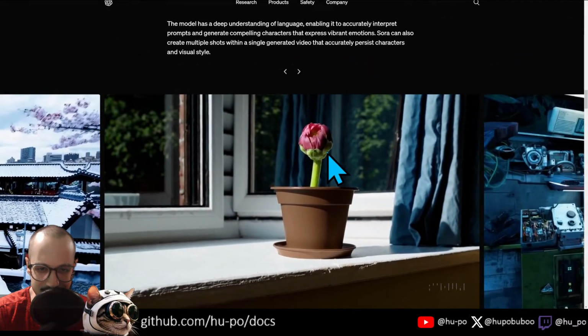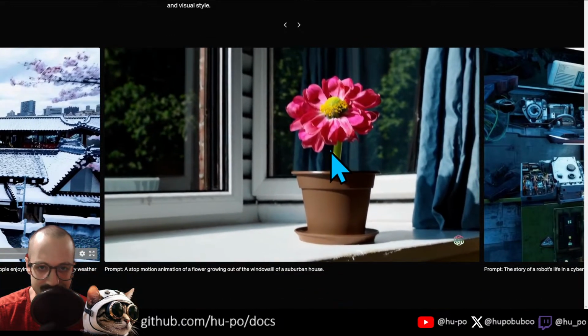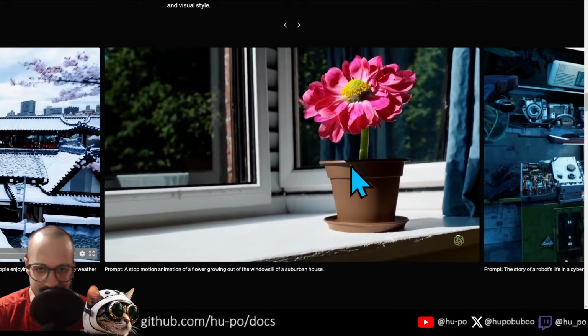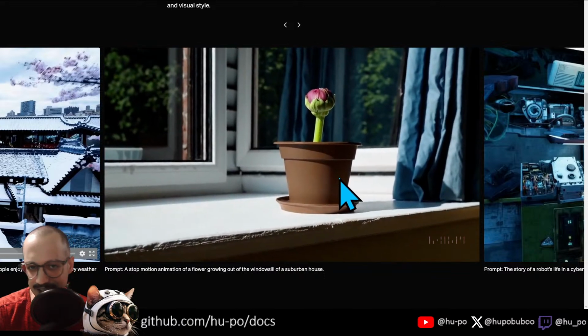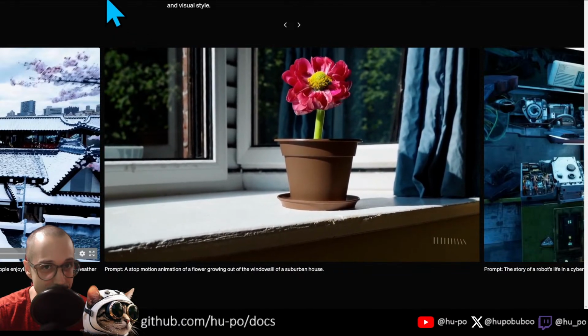Look at this growing. That is pure generative AI. There's no meshes or lighting or anything there. It's just straight text to pixels.